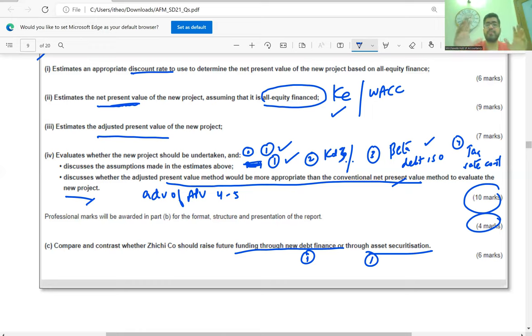Okay, so we have completed this 50 mark question. That was question number one of the September-December attempt. And here we will end our class.